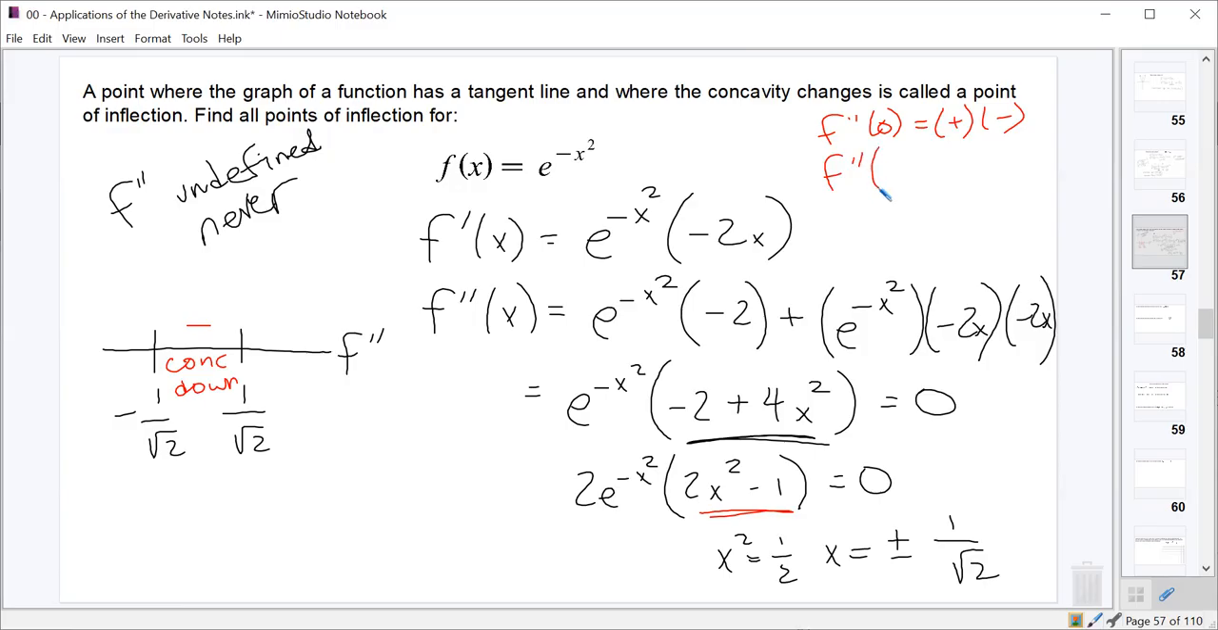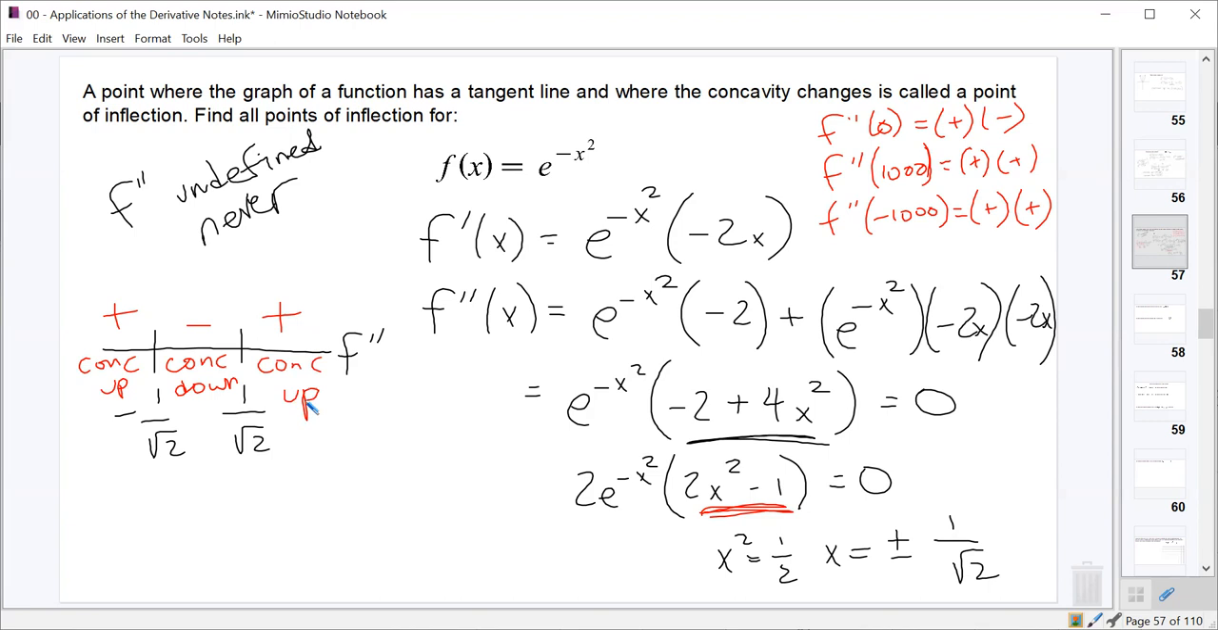So f double prime of, I don't know, we'll just write 1,000. I don't feel like writing that many zeros. The first part of it, 2e to the negative x squared, is certainly always going to be positive. And then the second part, 1,000 squared times 2 minus 1 is also positive. And we'd see that if I did the same thing with, let's say, negative 1,000, e to the negative x squared is still always going to be positive. And when I square that negative value in the 2x squared minus 1, I'm still going to end up with a positive. So for both of these intervals, it's positive and it's concave up.